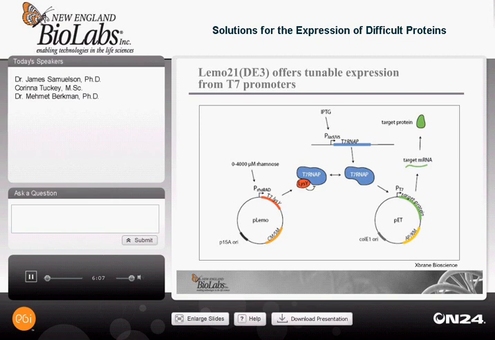You see in this slide, we have a diagram of how the LEMO system works. On the left side of the slide is pLemo, which expresses T7 lysozyme from the rhamnose promoter. pLemo is compatible with almost all common T7 expression vectors. The system works by expressing lysozyme at different levels until you find the level that is appropriate for your particular protein.